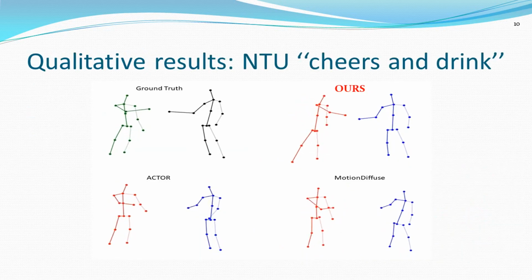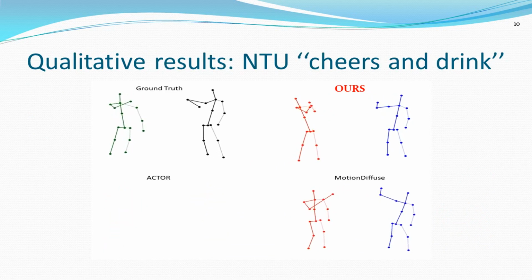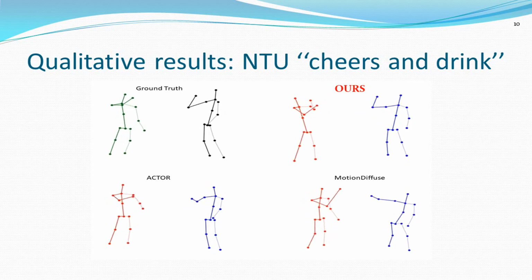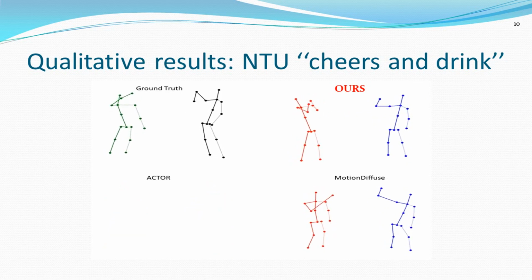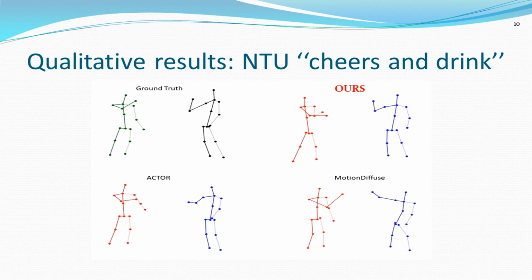Now for some qualitative results, we see an example for the cheers and drink motion from NTU. We see that our method is able to generate a better motion than Actor, which shows low intensity, and MotionDiffuse, which contains noise.